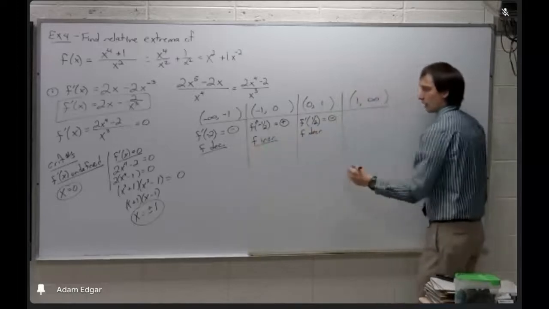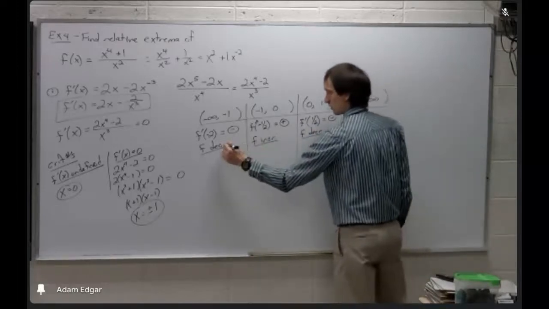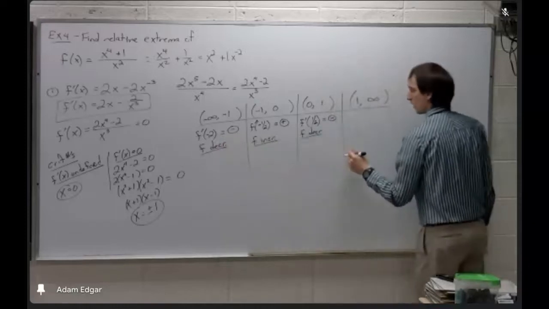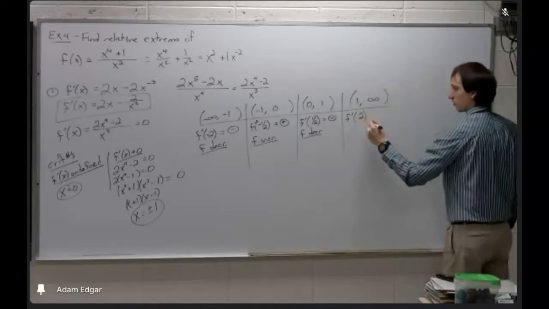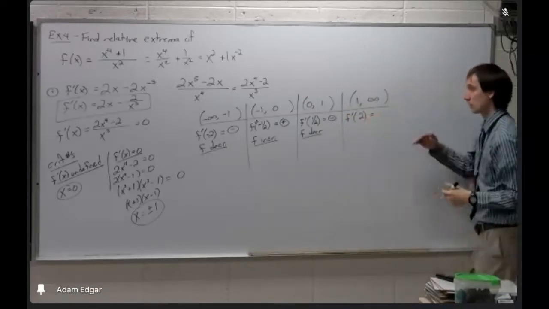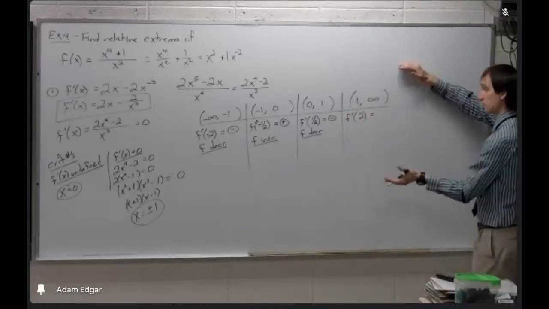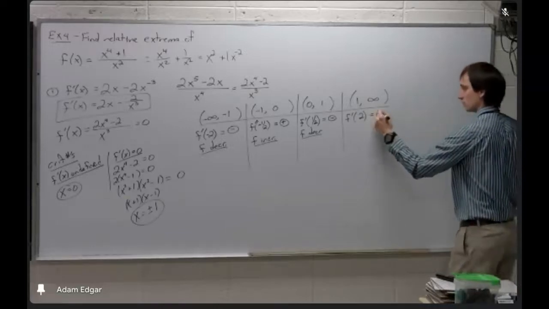And then, last interval, 2 or 200. F prime of 2 on top is, on the bottom is, so it's positive. So that's F increasing again.